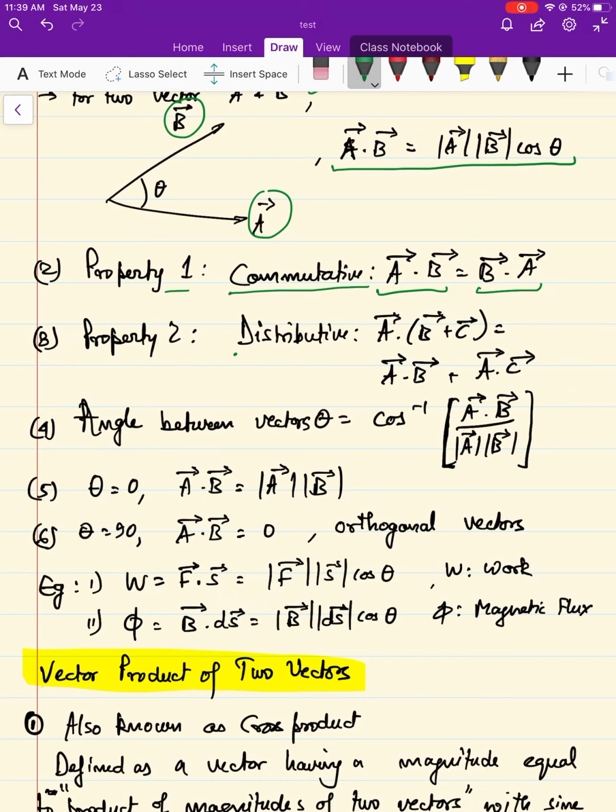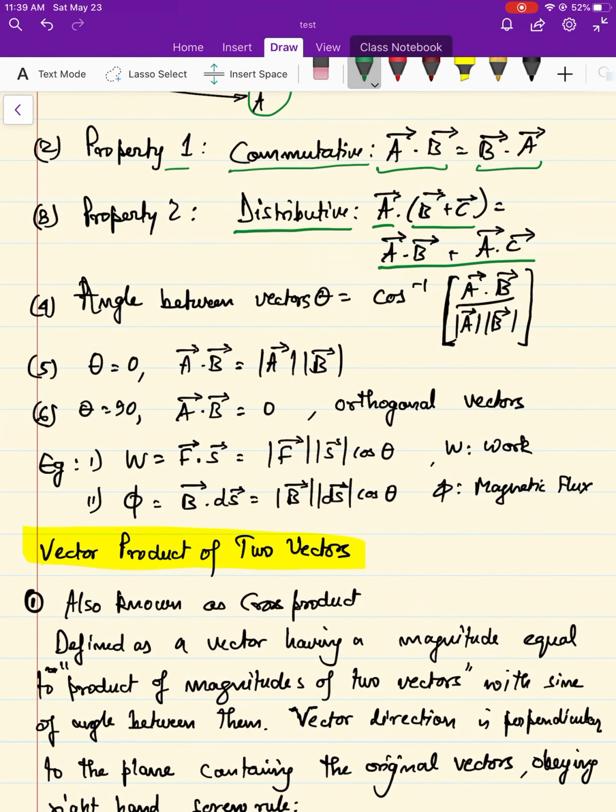Then you have a distributive property, in which the dot product of a vector multiplied with two vectors simply distributes itself as I have shown over here. And then the angle between vectors is represented as the cosine inverse of the dot product divided by the magnitudes of the vectors. Once again, division of vectors is not allowed, but division by magnitudes is definitely allowed, because it's a scalar. Okay, so when theta equals 0, a dot b is equal to ab, since cos theta is equal to 1.